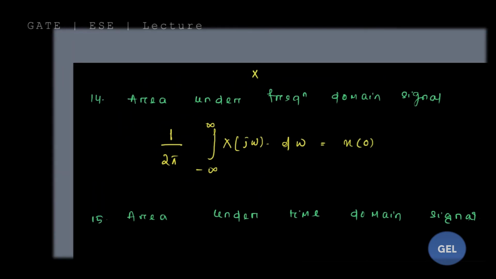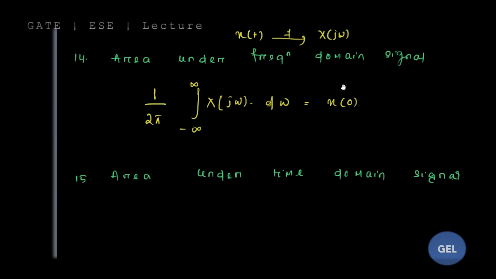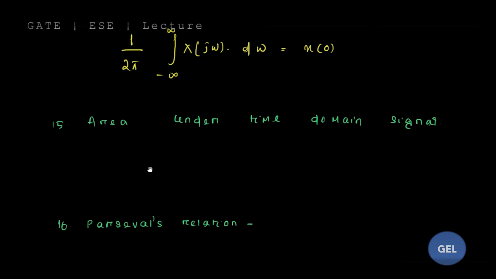If the Fourier transform of x(t) is X(jω), then x(0), just find out x(0), that will be nothing but the area under the frequency domain signal. Clear? Similarly, what will be the area under the time domain signal, the integral of x(t) dt from minus infinity to infinity? That will be nothing but X(jω) with ω replaced by 0.